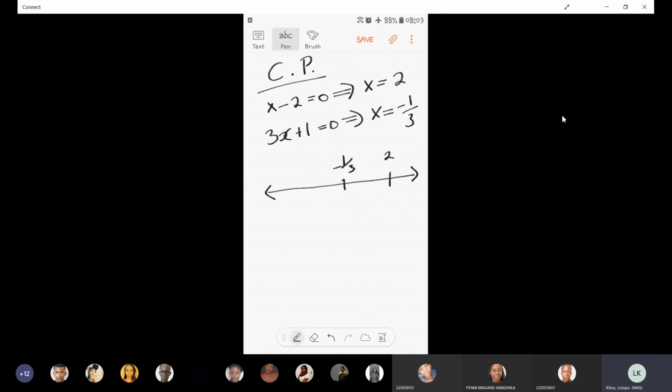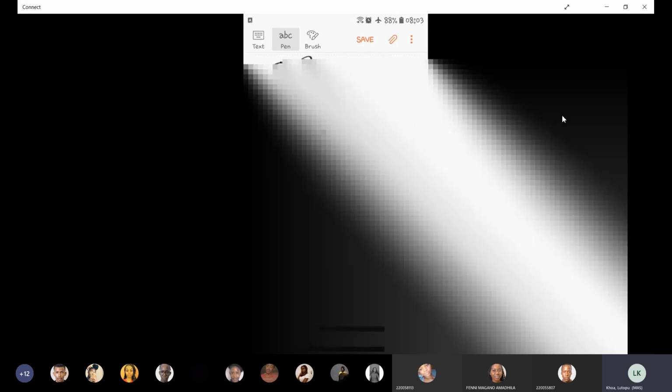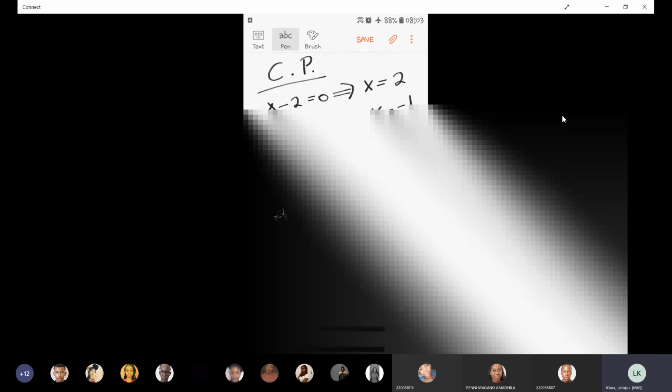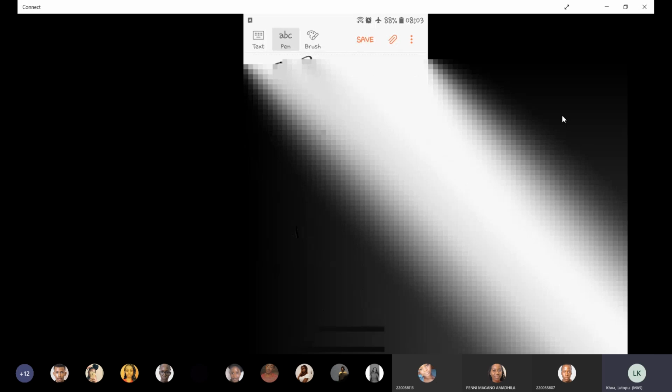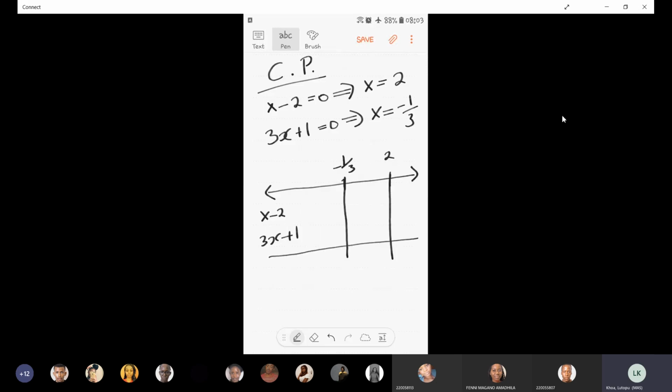Then you extend your number line to form a table. Then you have x minus 2, 3x plus 1, and do that. Then you pick a representative in each of the regions. Any number less than minus 1/3, let's say minus 1. A number between negative 1/3 and 2, 0. And then a number greater than 2, let's say 3.